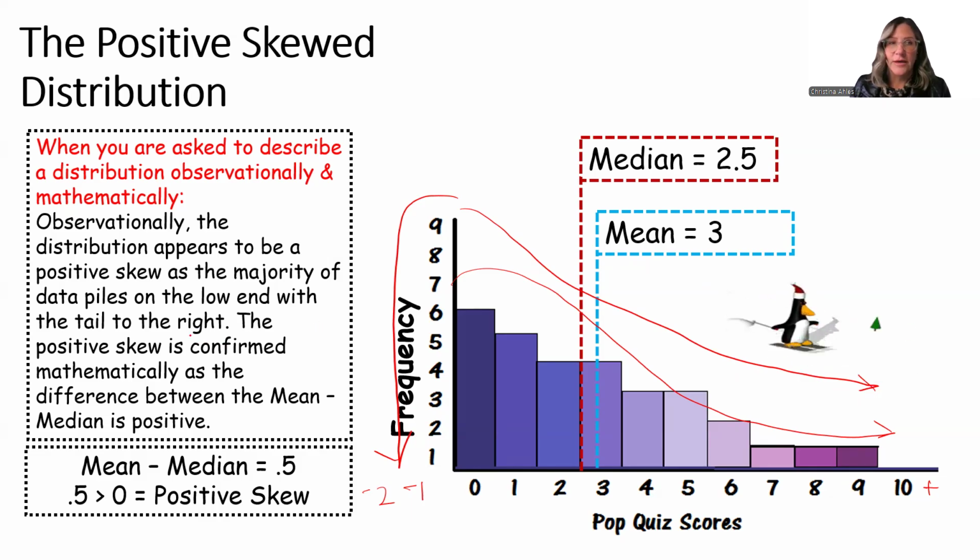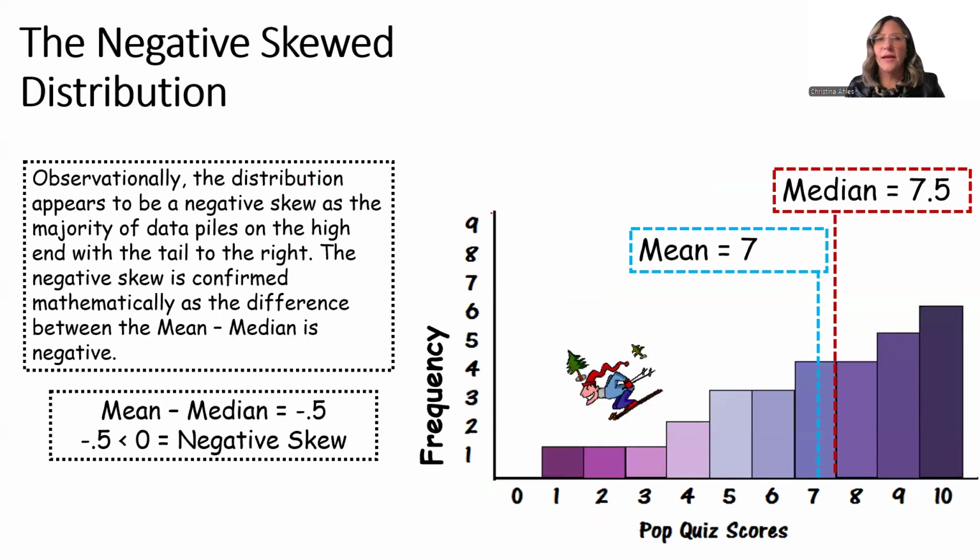I confirmed it because the positive skew is confirmed because the difference between the mean and median is positive. So if we subtract 2.5 from 3, it is a positive number. So 3 minus 2.5, right, is 0.5. That's a positive, right? So it's a positive skew. It's confirming that.